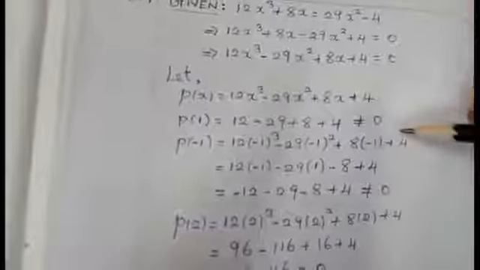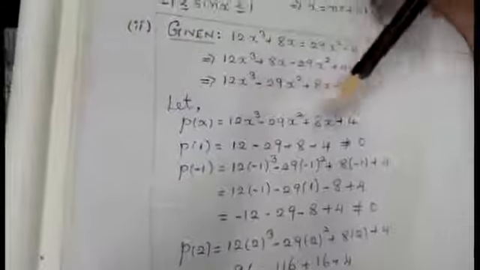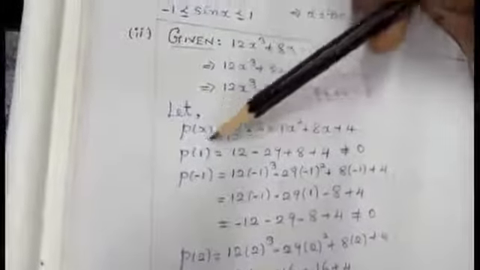So I am going to give values for x. When I am giving 1, I am not getting it. When I give the value for x, I should get the answer as 0. So I am taking this equation. Let p of x is equal to 12x cube minus 29x square plus 8x plus 4. First I am giving 1, in place of x I am giving 1. I am not getting the answer as 0.